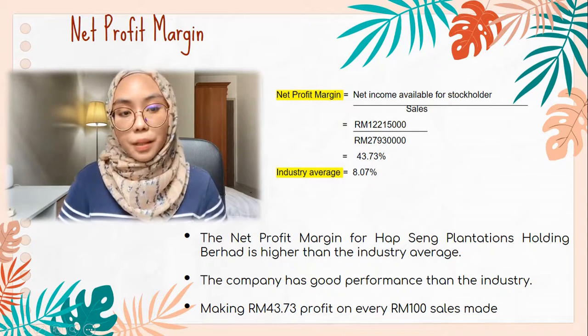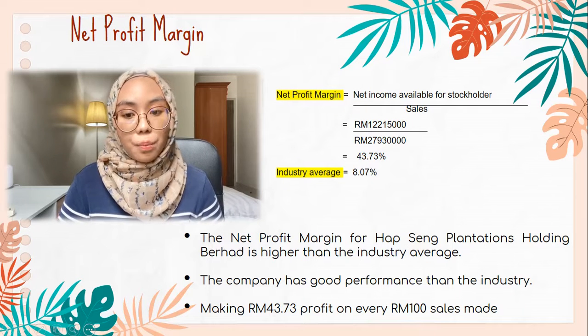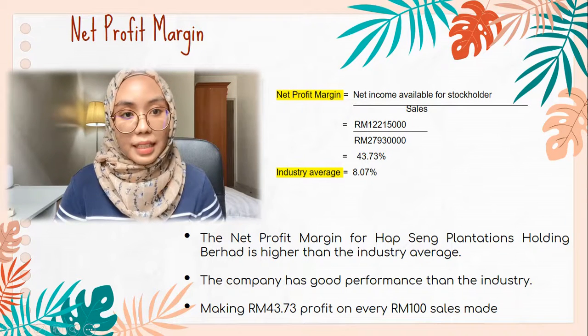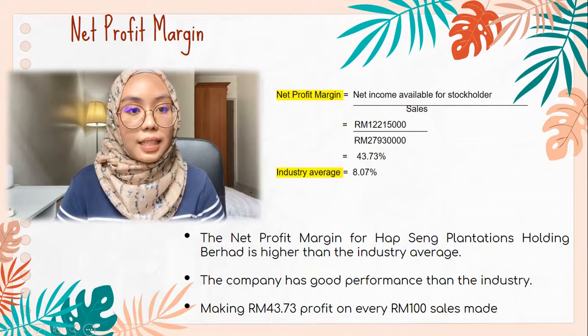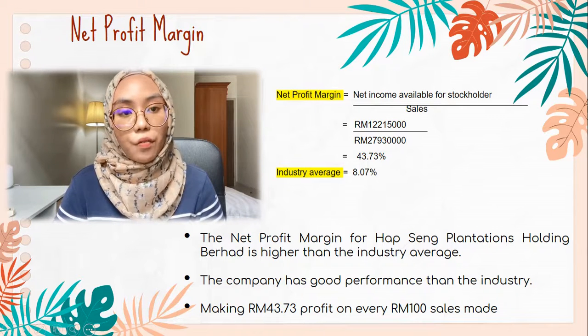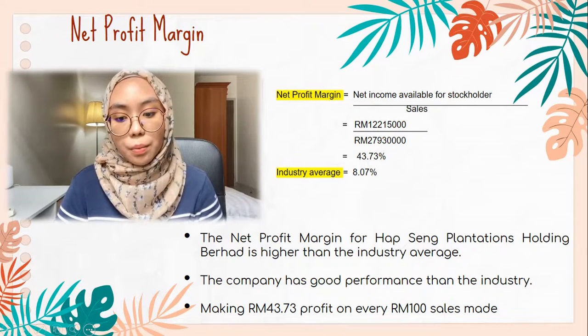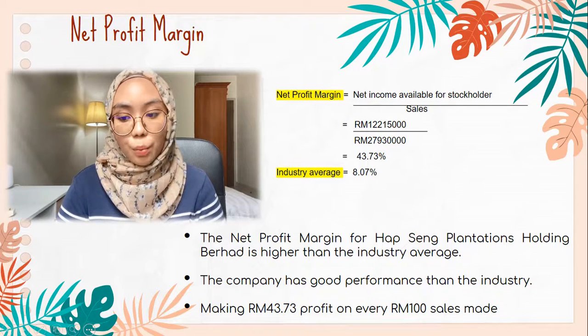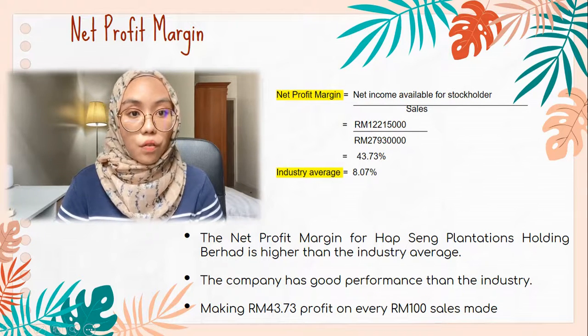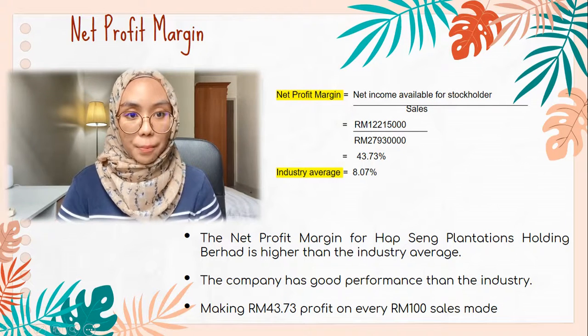It shows that Hap Seng Plantations Holding Berhad has better performance than the industry as the net profit margin is higher than the industry average. The net profit margin of 43.73% shows that Hap Seng Plantations Holding Berhad is making Ringgit Malaysia 43.73 profit for every 100 ringgit of sales that they made.